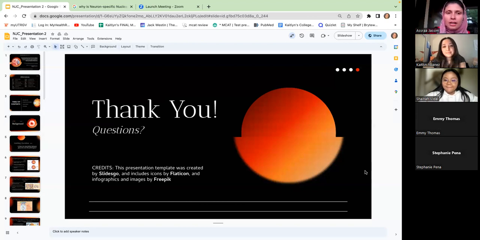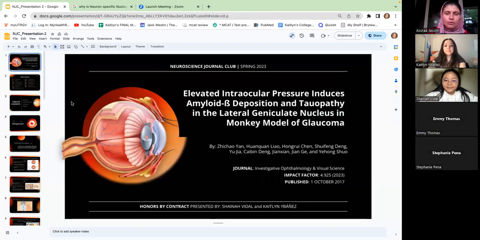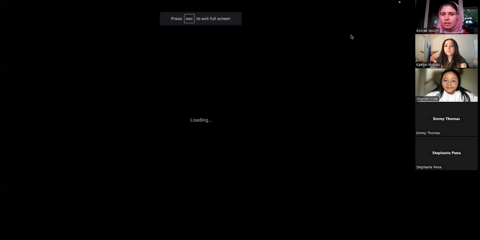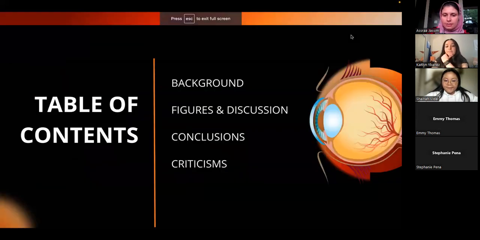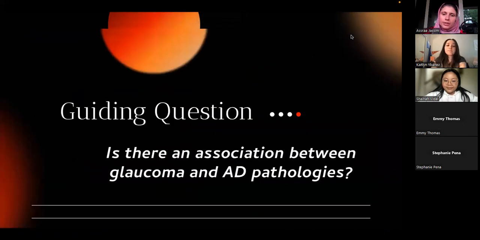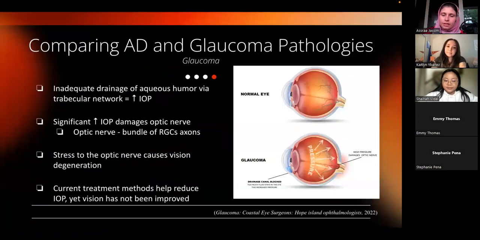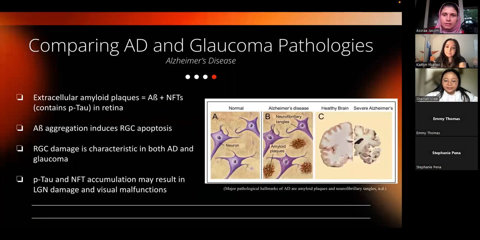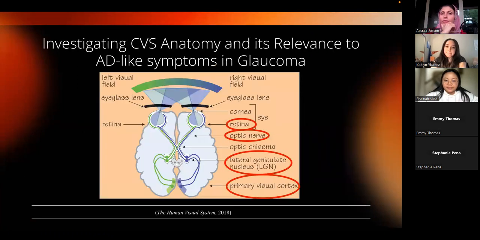Take me to your first slide. Let's move on slowly. Okay, keep going. Very nice, keep going. Okay, so I love this because this will give you and your audience a map of what you are focusing on in the study: retina, optic nerve, lateral geniculate nucleus, and the visual cortex.